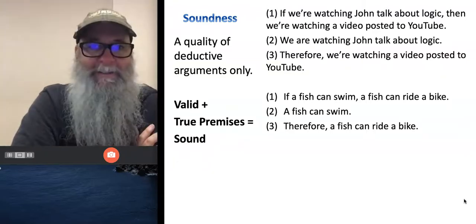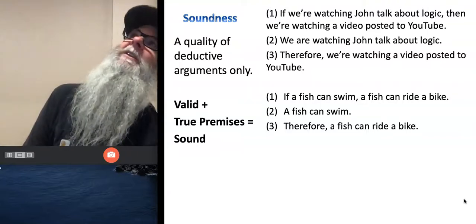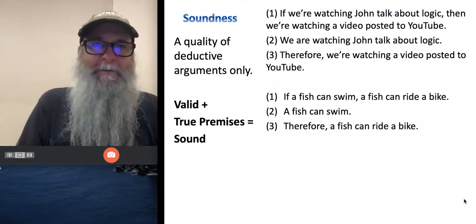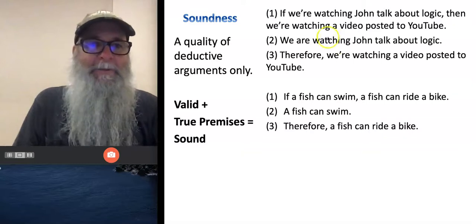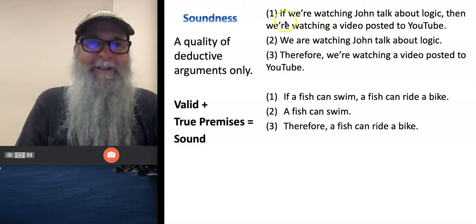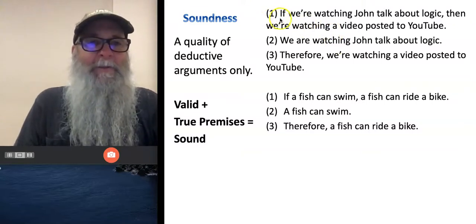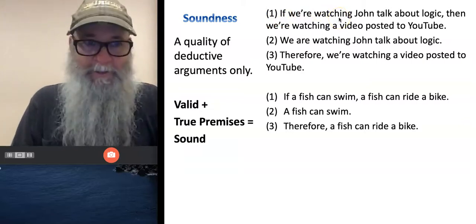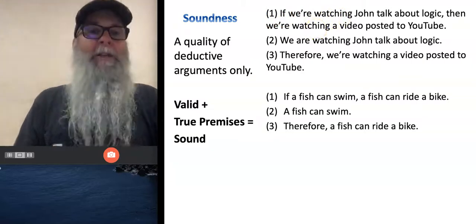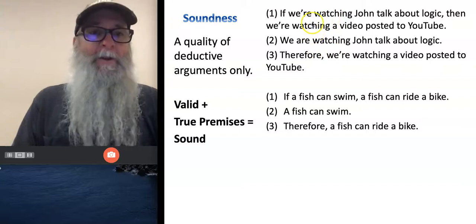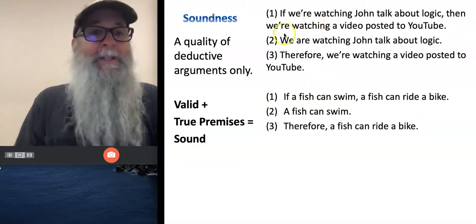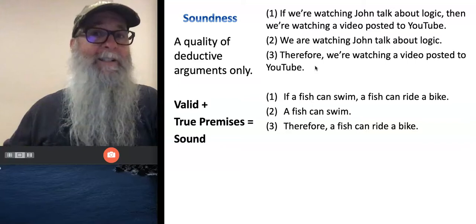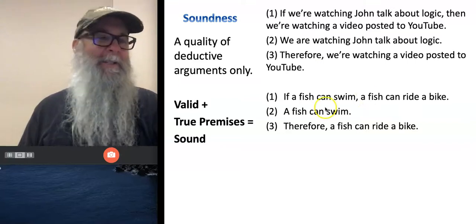What did you think? I wonder if you saw something about this argument that's interesting. It's exactly the same type of argument as the first one. Do you see that? In the first one, the first premise says, if some set of conditions exist, we're watching John talk about logic, then another set of conditions will exist, we're watching a video posted to YouTube. And then the second premise says, you know what? That first set of conditions, it in fact does exist. And if you look at this argument, it's kind of doing the same thing.